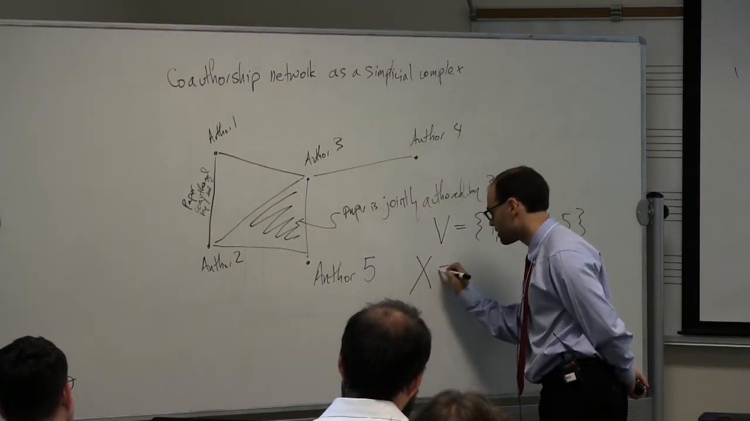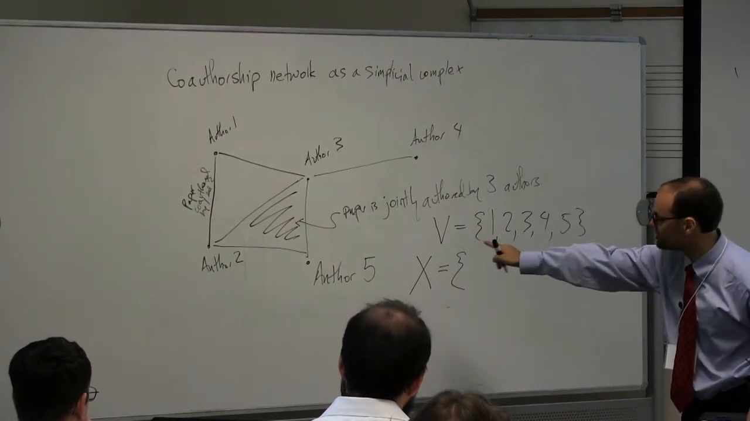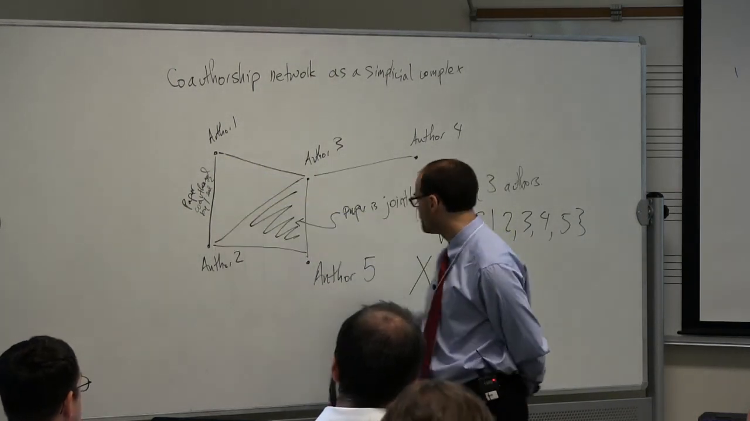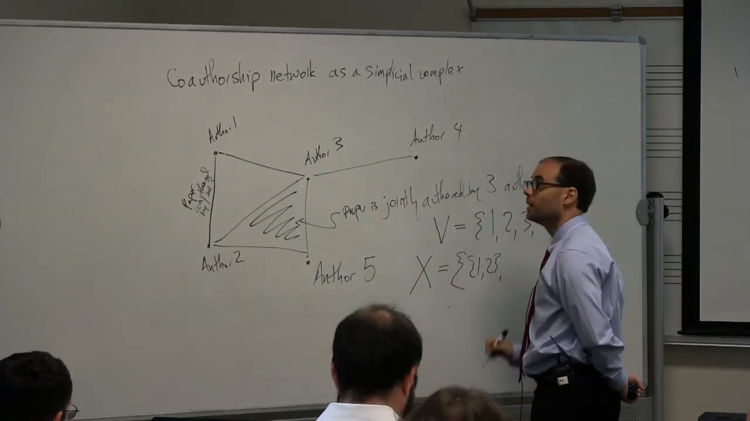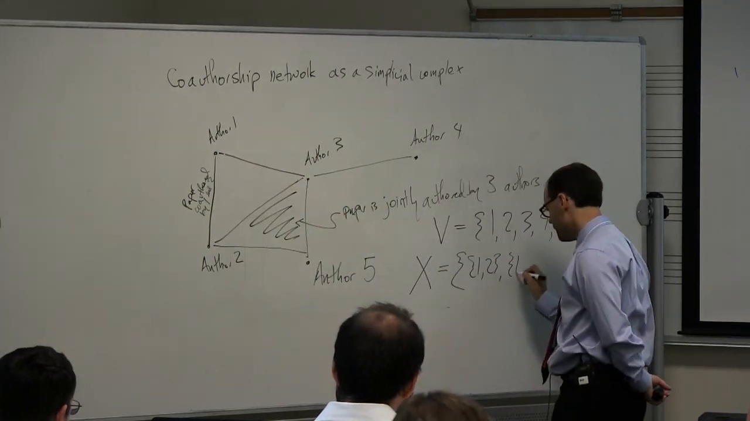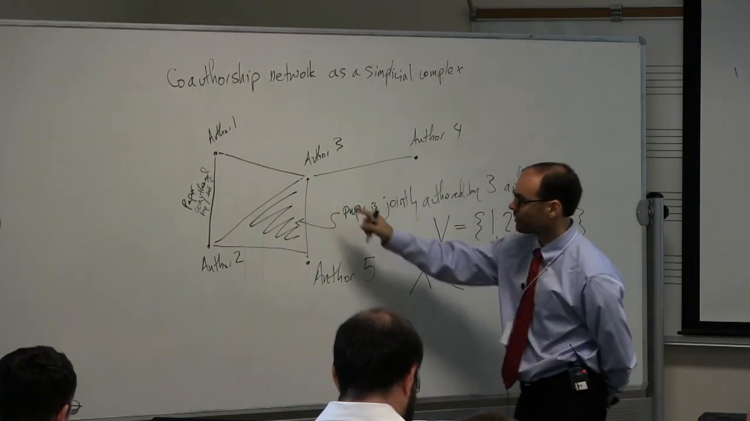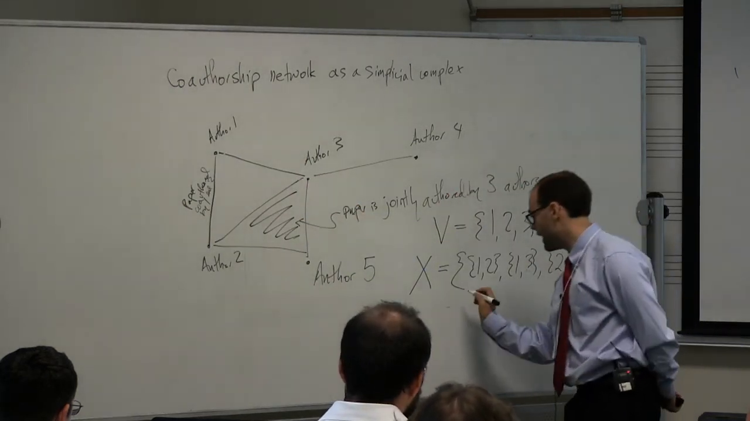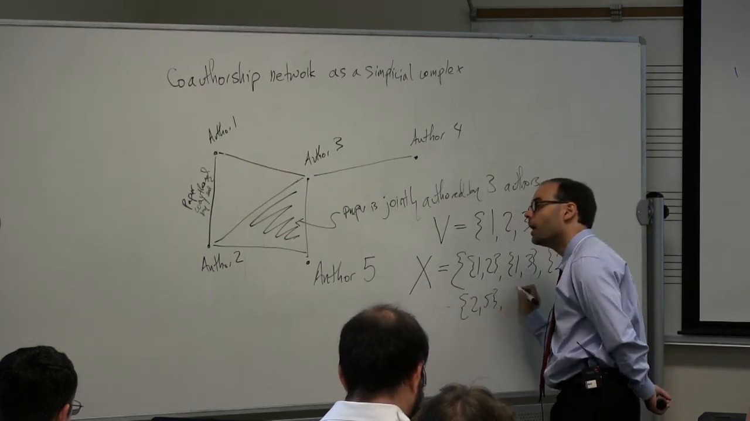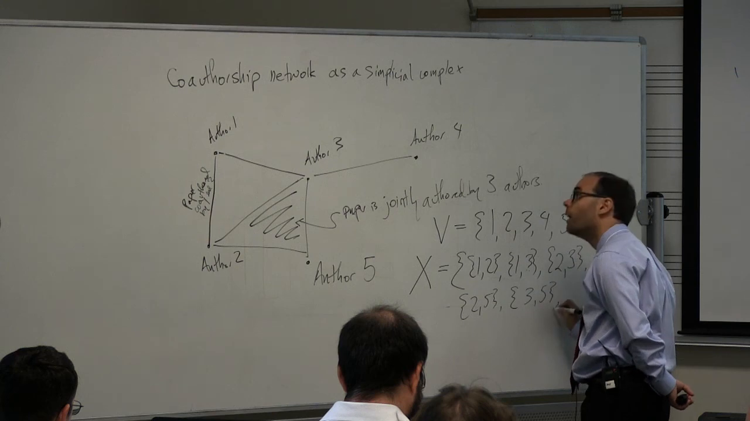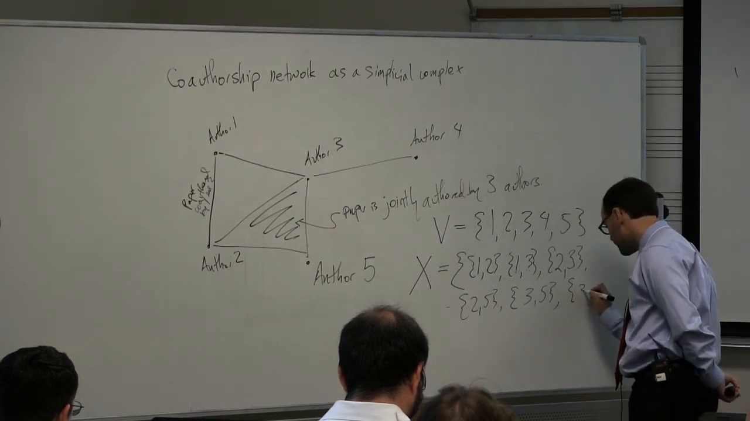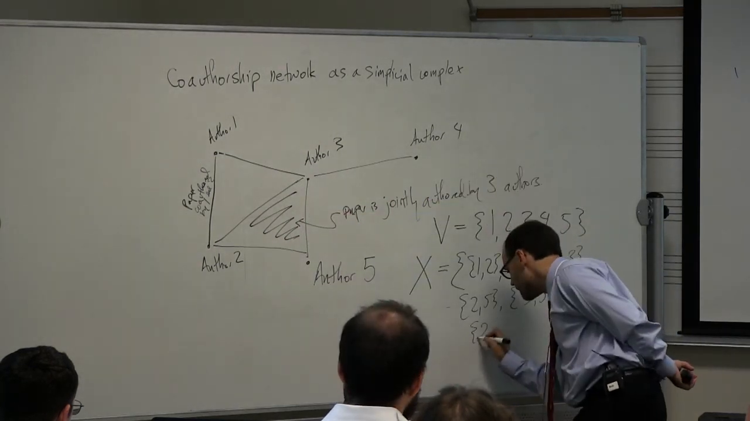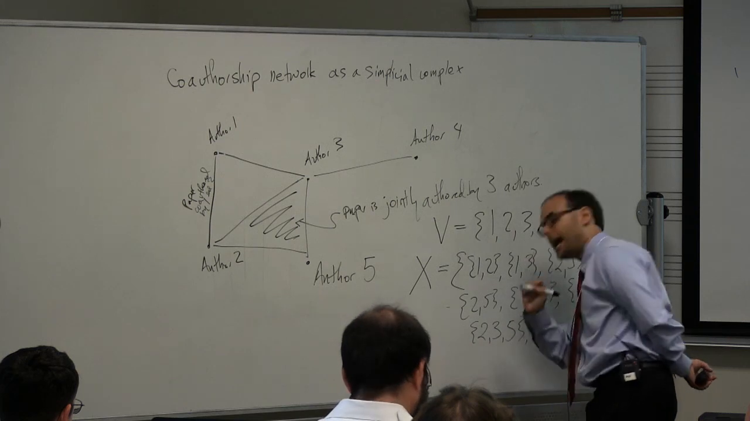Well, there's an edge, 1, 2. There's another edge, 1, 3. There's another edge, 2, 3. There's another edge, 2, 5. One that's 3, 5. One that's 3, 4. And then there's 2, 3, 5. Now I got to ask, did I get everything? No. What am I missing? Yeah, all the singletons. That's right. So all the singletons need to be in here too.